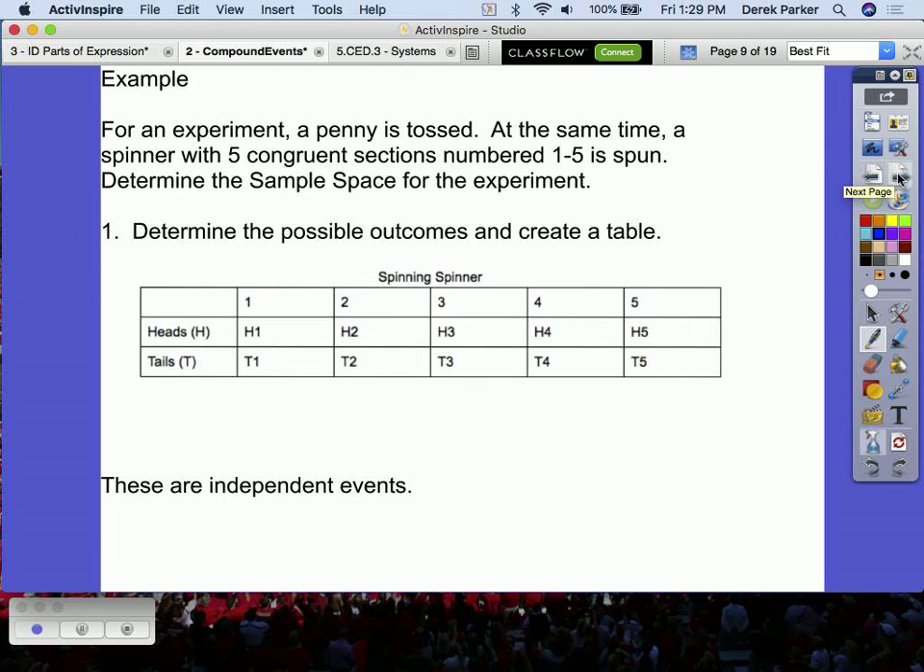Here's another example. For an experiment, a penny is tossed. At the same time, a spinner with 5 congruent sections, number 1 to 5, is spun. Determine the sample space for the experiment. The sample space would be 5 times 2. There are 5 different outcomes on the spinner, and there's 2 different outcomes on the penny. You multiply that together, so that means there are 10 possible outcomes that could occur here.